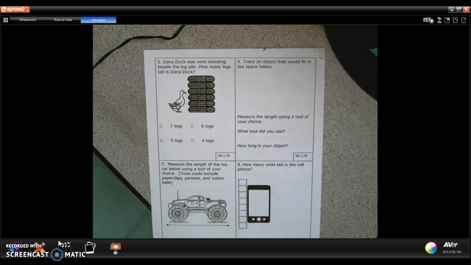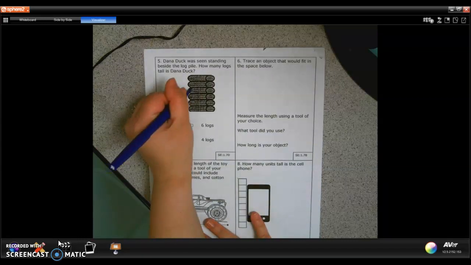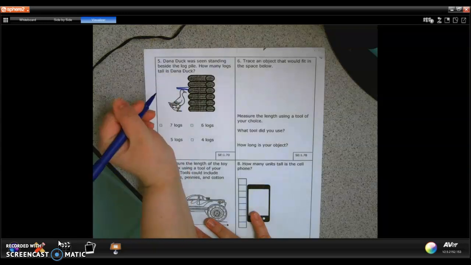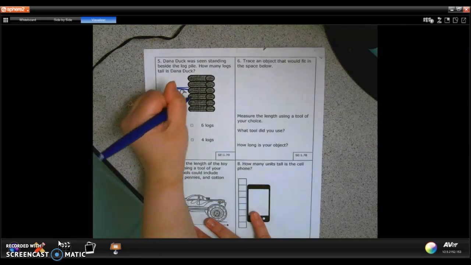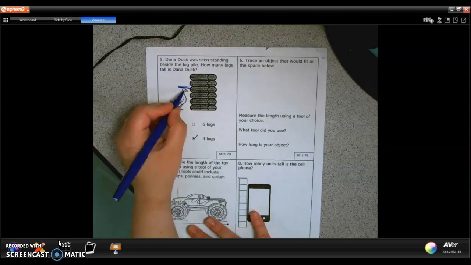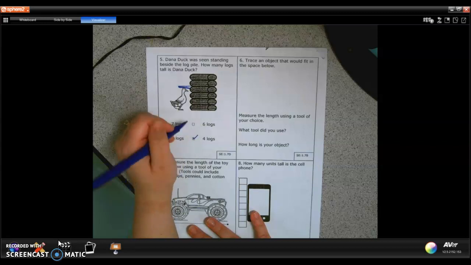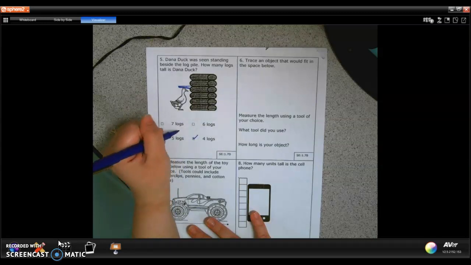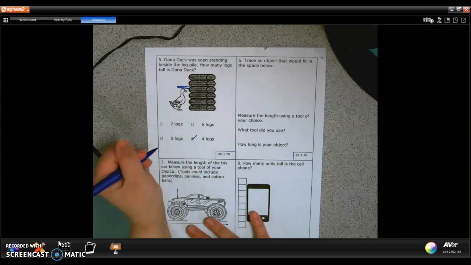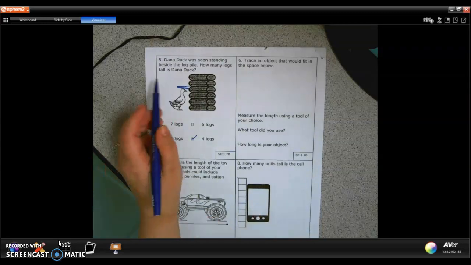Dana Duck was seen standing beside the log pile. How many logs tall is Dana Duck? So first one I want to draw is my line. Really, it's over here. So she is 1, 2, 3, a little less than 4 logs. So I'm going to go with 4 logs because I think they meant to make Dana Duck longer, and none of the other answers would be reasonable. You could also say she is 3.5 logs. That would be an acceptable answer, and that would actually be correct.